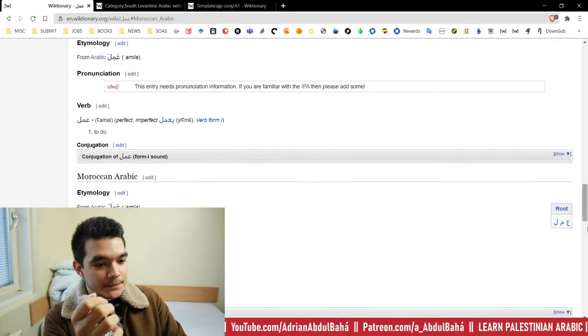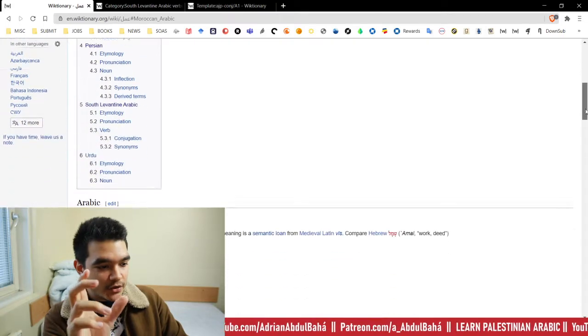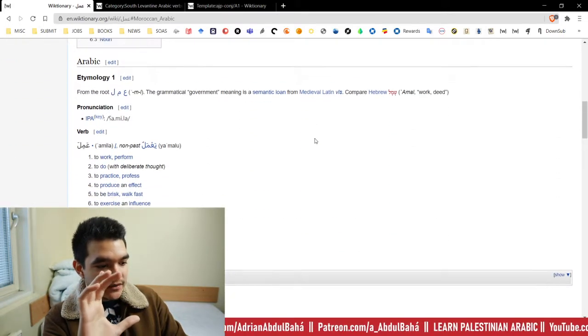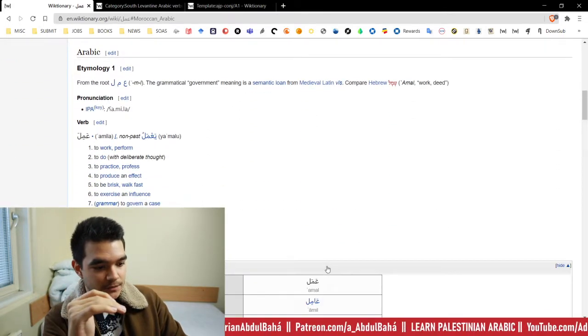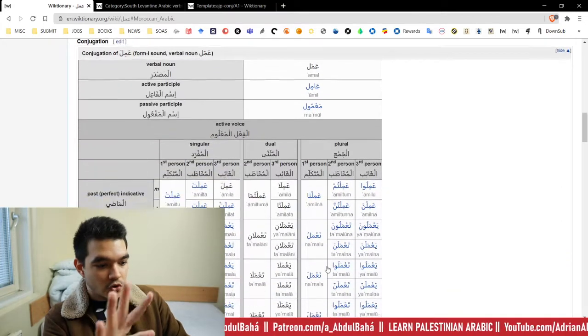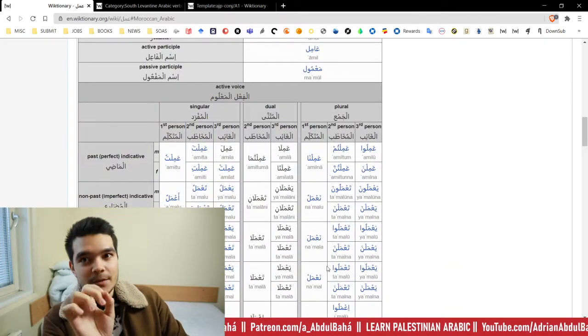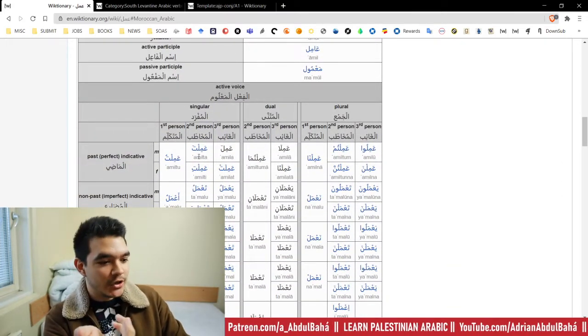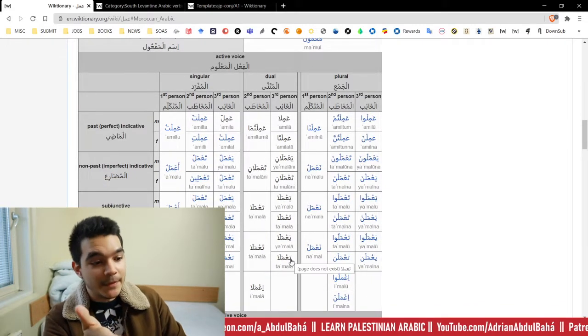And the nice thing about Wiktionary in general is that you have not just the definitions, but also these conjugation charts. So here are all the conjugations of amila, but that's Fusha, right? So look at all this. I mean, you don't need all of this in Ammiya.